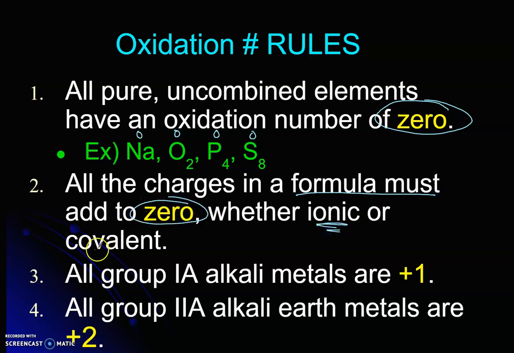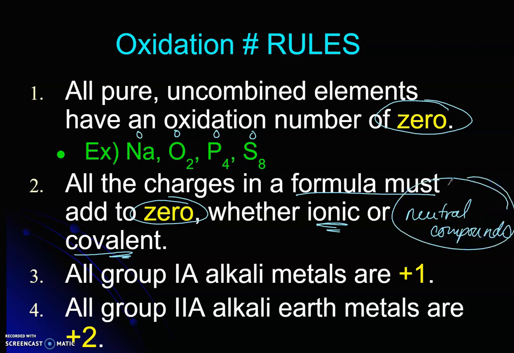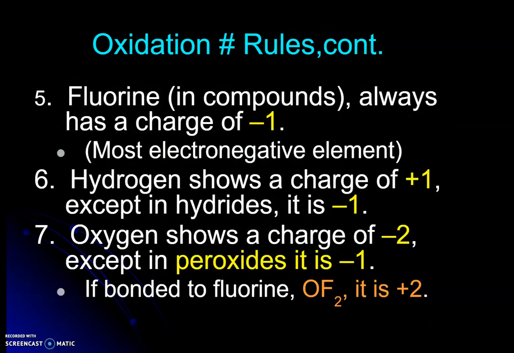All of the charges in your formula must add up to 0. That doesn't matter if it's ionic or covalent. Remember, we always have neutral compounds, so that is a very big, important thing. As for the rest of the rules, they talk about what the specific charges are. Everybody in group 1A, your alkali metals, are all 1+, just like we know in set 1 of our common ion sheet. All group 2 alkaline earth metals are all 2+, like we know of set 2 in our common ion sheet.